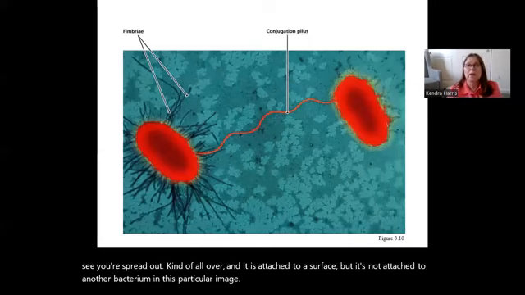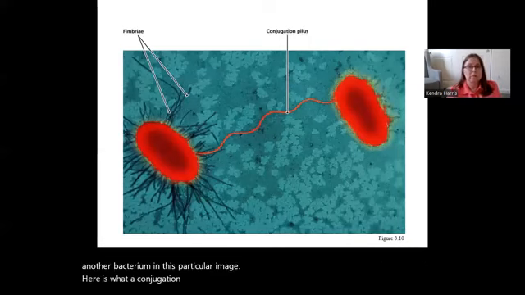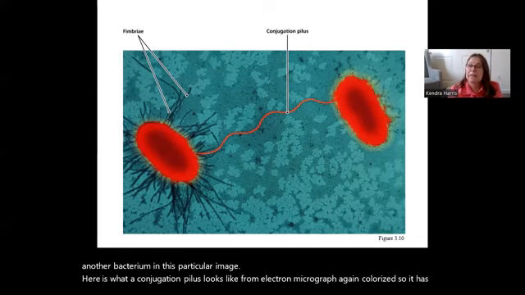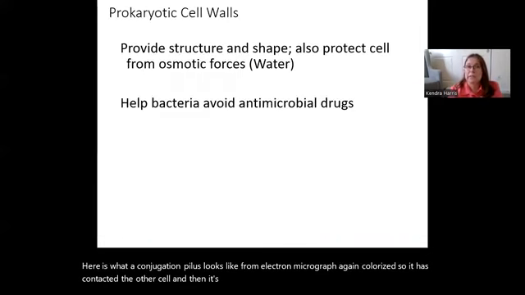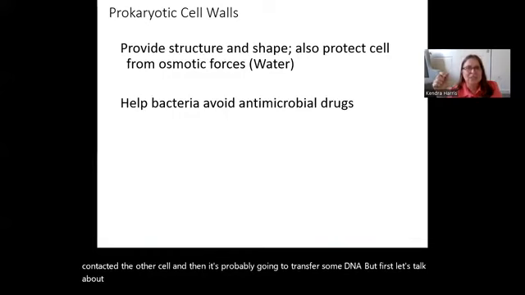So here is what a conjugation pilus looks like from electron micrograph, again colorized. It has contacted the other cell, and then it's probably going to transfer some DNA. But first, let's talk about the last exterior surface on a prokaryotic cell, which is the cell wall.